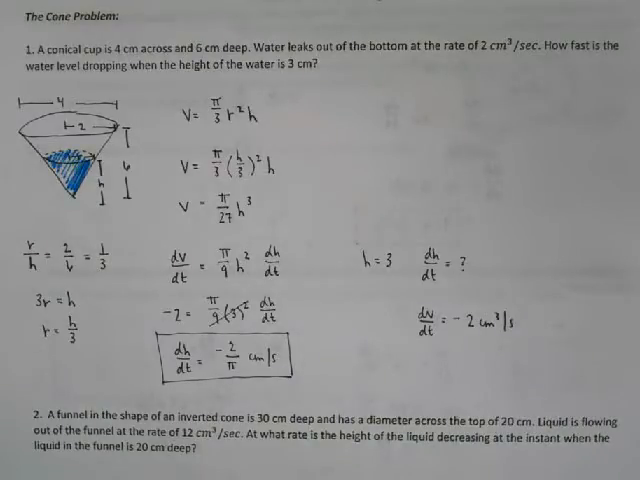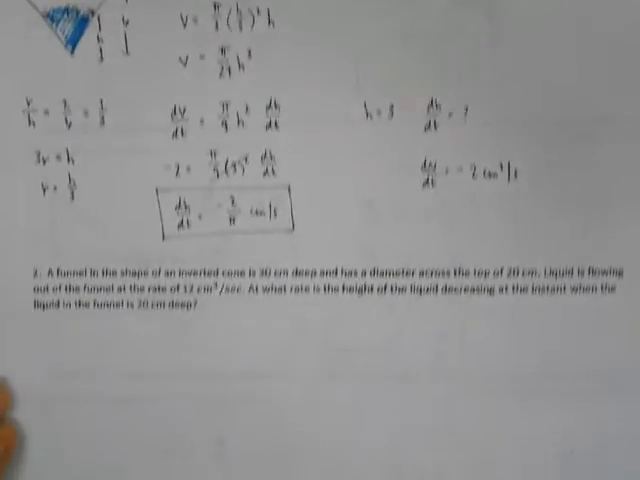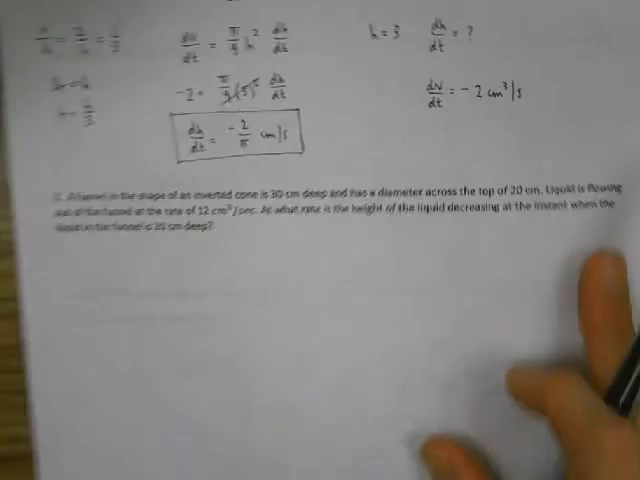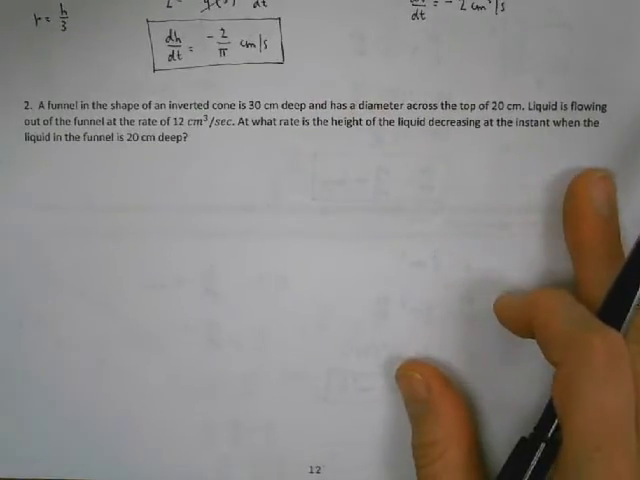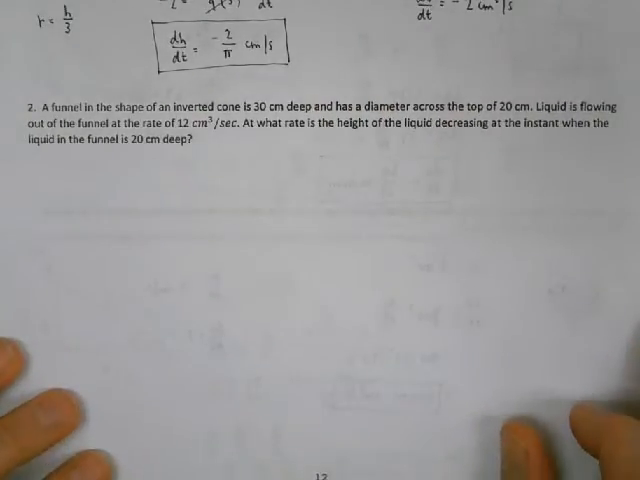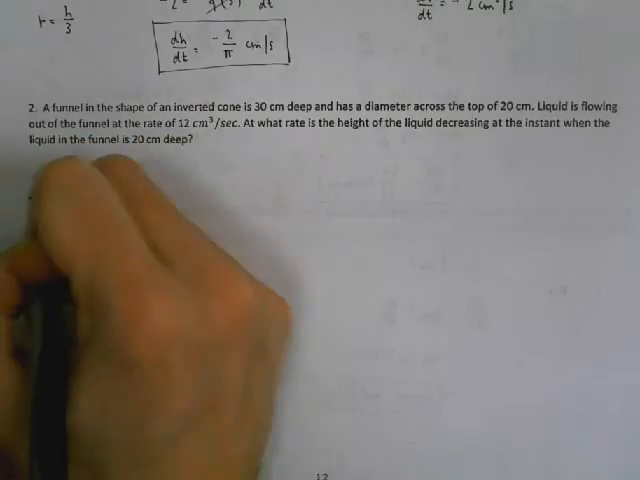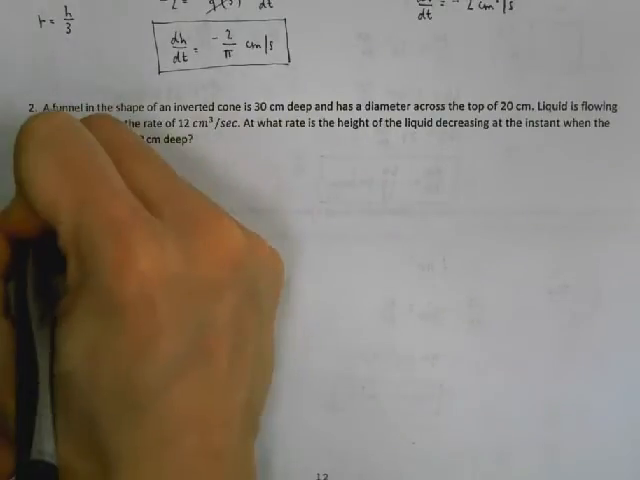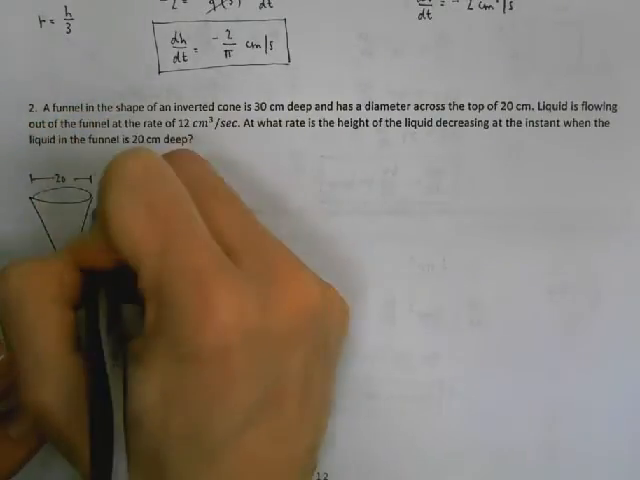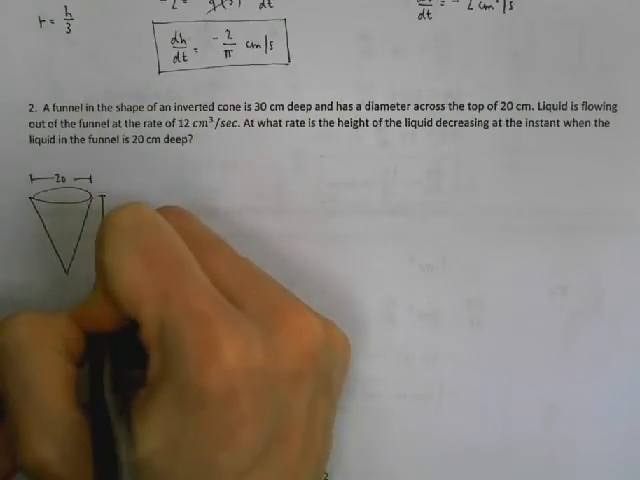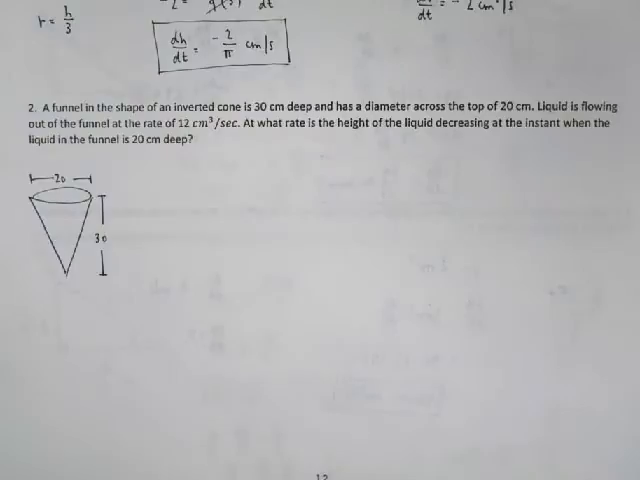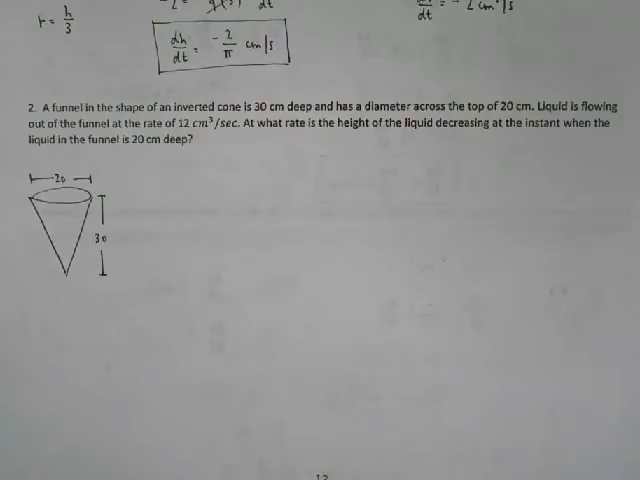So let's go ahead and do one more. Another cone problem here. Okay, so now we have a funnel in the shape of an inverted cone that is 30 centimeters deep and has a diameter of 20 centimeters. So this diameter is 20, and our height of that cone is 30. Liquid is flowing out of the funnel at the rate of 12 cubic centimeters per second, and we want to know again at what rate the height of the liquid is decreasing when the liquid is 20 centimeters deep.